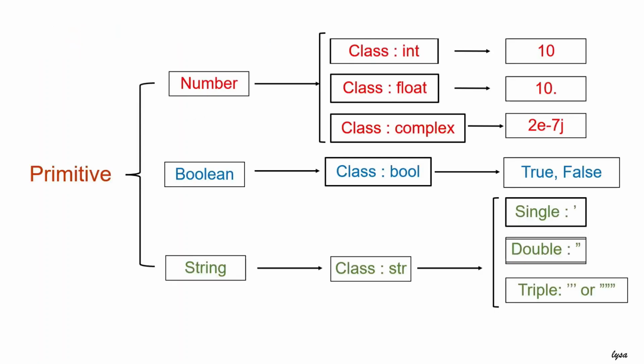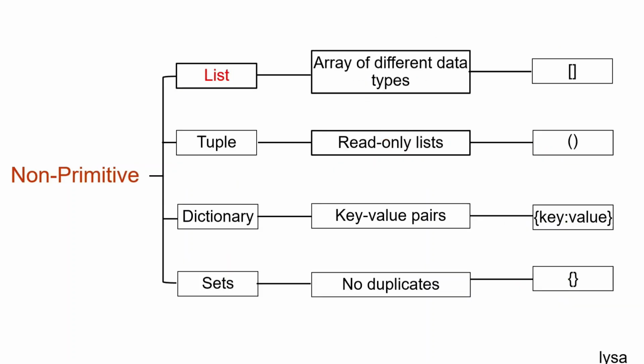So first, let's see what the primitive data types are. The primitive data types are numbers like integers, floats, and complex numbers, booleans like bool, and strings. And non-primitive data types are lists, tuples, dictionaries, and sets. So what we have seen so far is that a list is a non-primitive data type, but it can be composed of primitive and non-primitive data types.